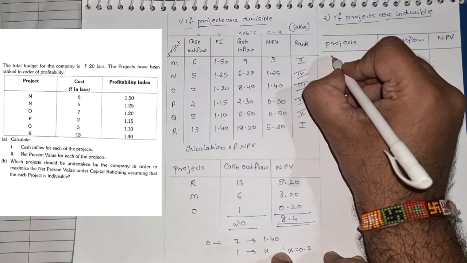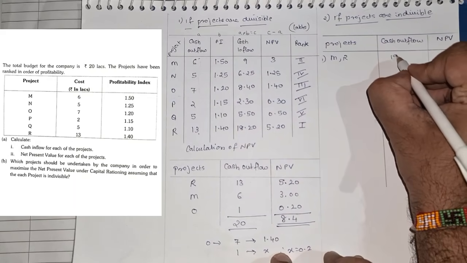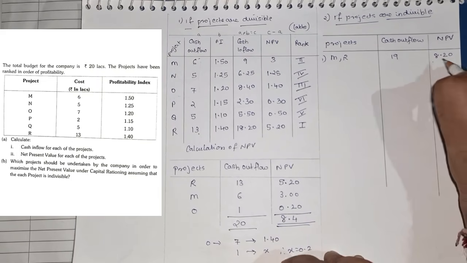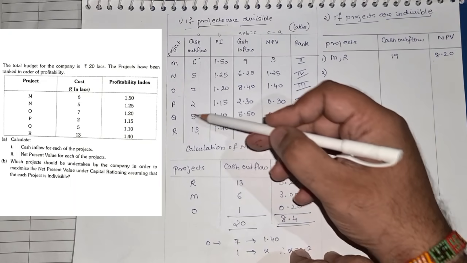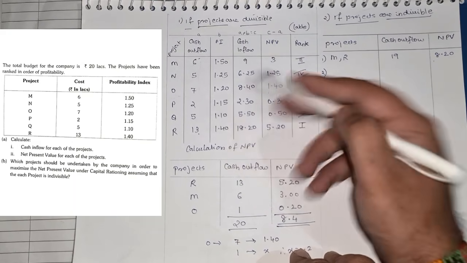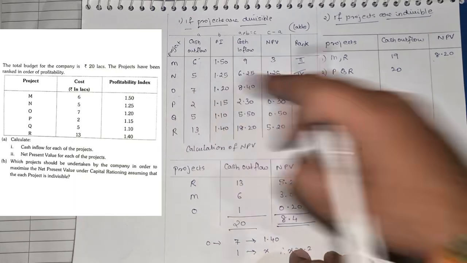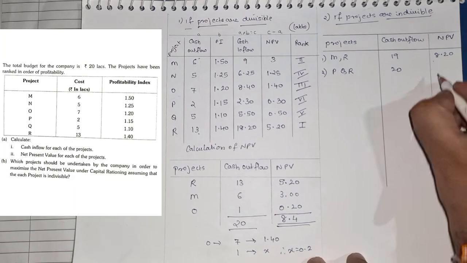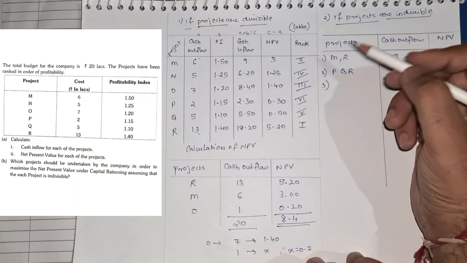So what if I take project M and R. The total outflow is 13 plus 6, which is 19 lakhs. 5, 6, 7, 8. I'm getting 8.20 lakh NPV. Let us try with something else now. 13 plus 5 is 18, plus 2 is 20. So I can take P, Q and R, giving me 20 lakhs. The total NPV I can get is 5.2 plus 0.5 plus 0.3, so that will give you an NPV of 6.00.